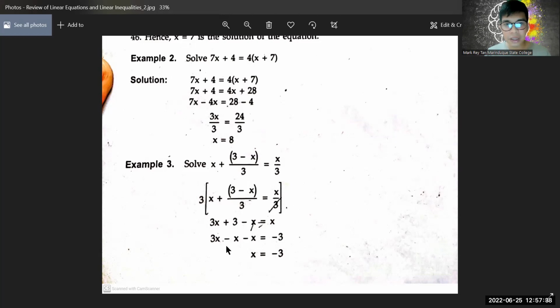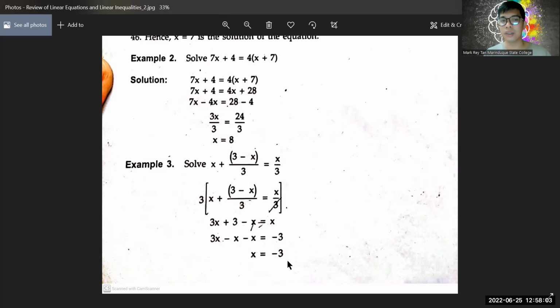Then from here, it becomes 3x plus 3 minus x equals x. So we move x to the other side, and then we move this 3 to the right side of the equation. So it looks like this: 3x minus x equals negative 3. Therefore, the value of x is negative 3.